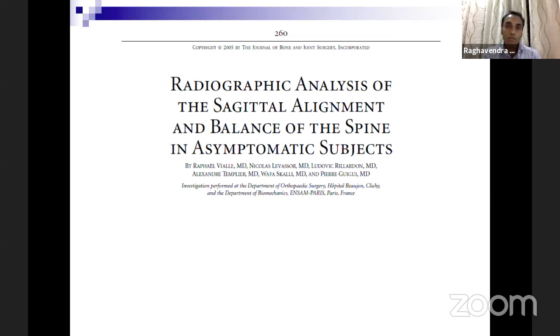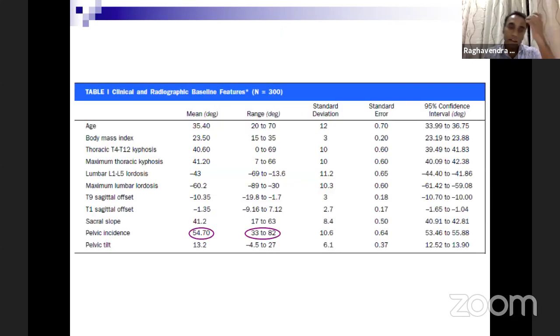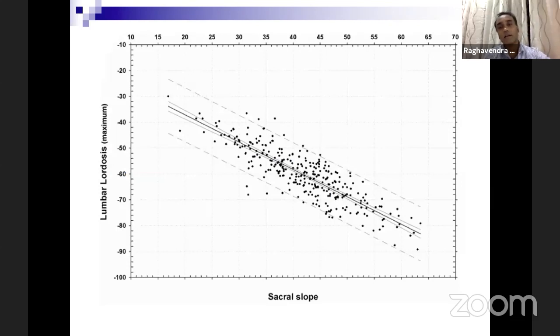Now, the French researchers also looked at the radiological analysis and saw the normal variation of pelvic incidence. They found that about 54 is an average, while it varies anywhere between 33 to 82. And the pelvic tilt is about 13 on average, and sacral slope is about 14. And the lumbar lordosis usually corresponds to the sacral slope. Now, this is a graphical representation of how lumbar lordosis and sacral slope relate to each other.